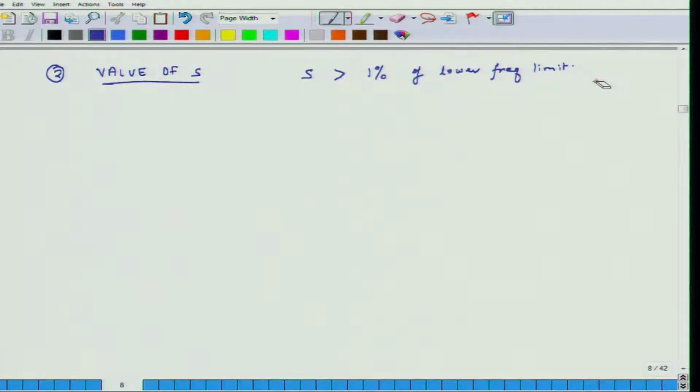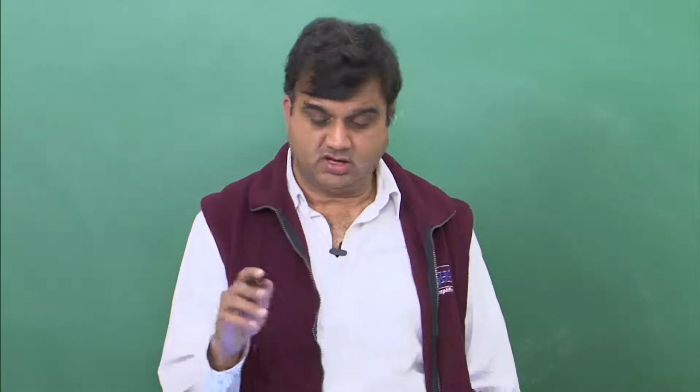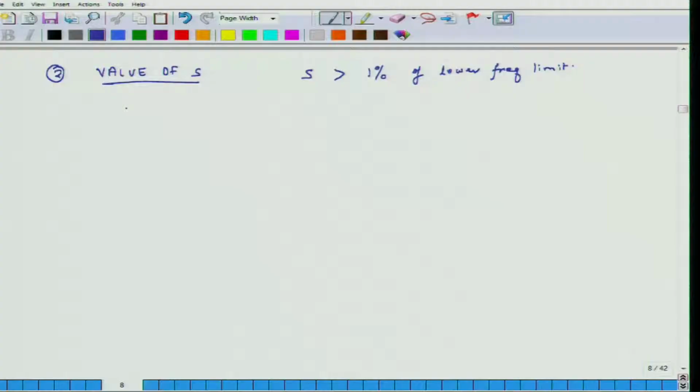What does this mean? So we will have this discussion in the context that we are going to decide that the tube has to work from 35 Hertz to 2300 Hertz. So let's say that the operating bandwidth of tube is 35 to 2300 Hertz. Okay. So then one consideration we have to satisfy is that S should be more than 1% of lower frequency limit. Actually this is wrongly worded, 1% of lambda for lower frequency limit, okay.